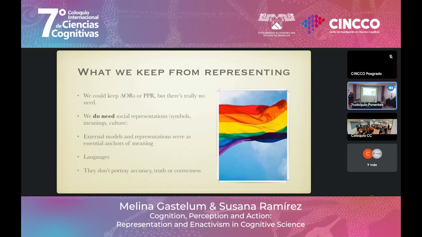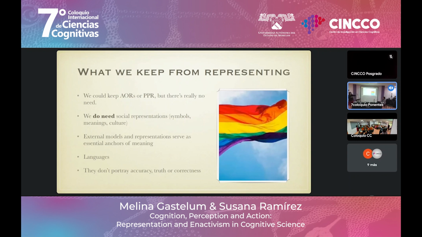And what do we keep for representing, that is important. We can keep action-oriented representations or push-me-pull-you representations. That's okay. I don't think we need them, so that's why we don't use them, but we can keep them. But we do need social representations, which is a different kind of representation from what they are talking about. We need symbols, we need meanings, we need culture, we need language. And those are social representations.